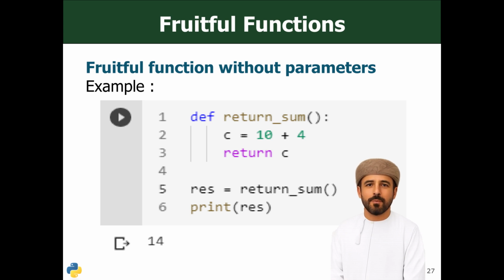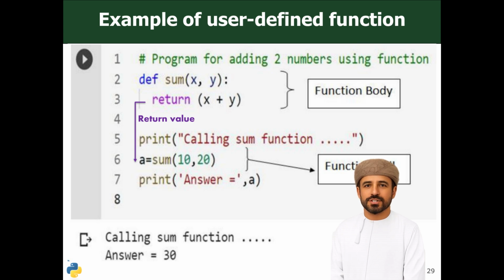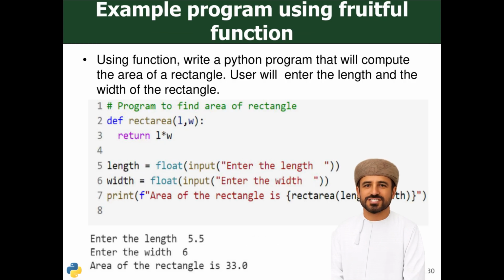Fruitful functions without parameters can still return values, like this example where return_sum calculates and returns a fixed sum. When fruitful functions include parameters, they perform calculations based on input values and return the result, as seen with return_sum. This example of a user-defined sum function clearly illustrates its body, return value, and how it's called to produce an answer. Here's a practical application, a program using rectarea to calculate a rectangle's area based on user-provided length and width.